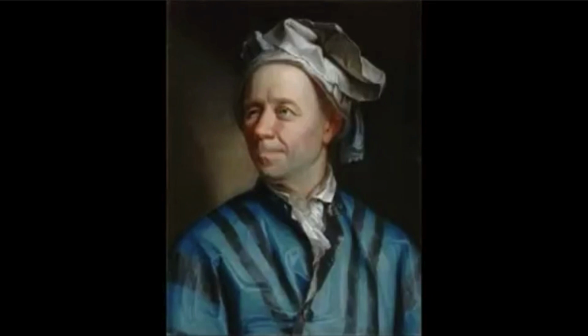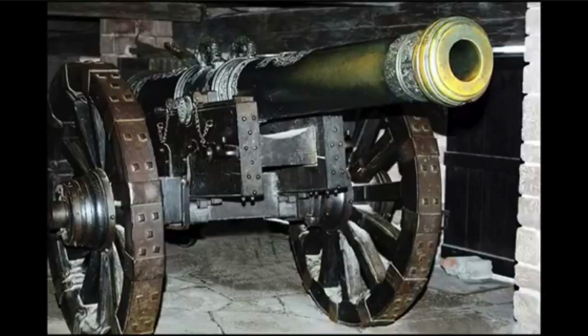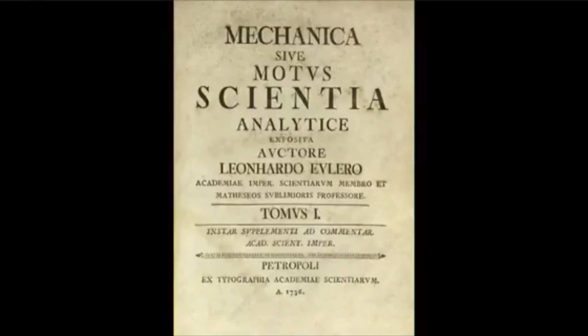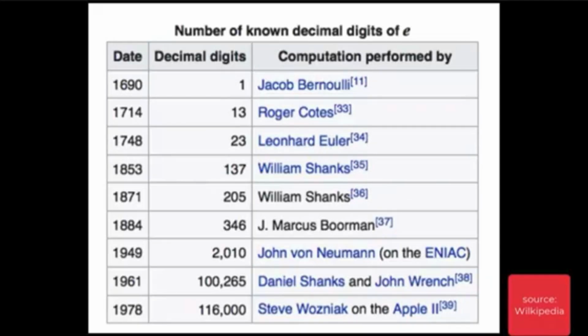Euler started to use the letter e for the constant in an unpublished paper on explosive forces in cannons in 1727. The first appearance of e in a publication was in Euler's Mechanica in 1736. Here are some facts about the known decimal digits of e. In 1690, Jacob Bernoulli computed the number e to one decimal digit, that means 2.7.